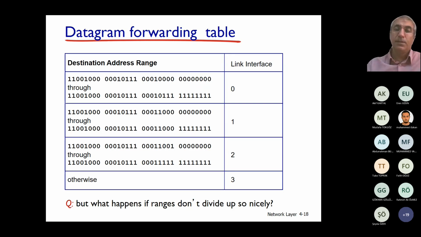So let's look at a specific example of how the forwarding table works in datagram networks. As you see in the left column, we have the destination address range for the IP addresses. And in the second column, we have the link interface, which are the outputs of the router. So if the IP address falls within this range, then you're going to forward to this output link. If it falls within this range, then you direct this datagram to this output link, and so on.